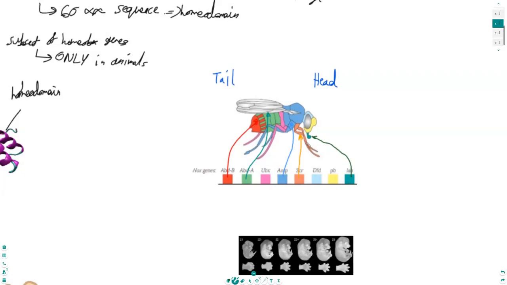So whatever cells these genes are being expressed in, those cells will then migrate according to what these genes specify. So these genes basically tell cells where to go.